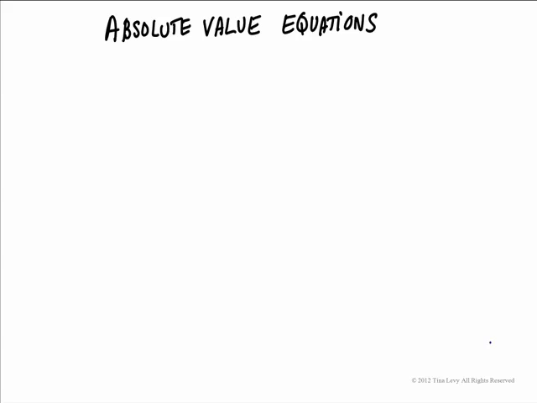We're going to do absolute value equations. So to start with, let's think about when I say absolute value of x, what do I mean? Absolute value of x is asking me what is the distance from 0 of whatever x is. So absolute value is distance from 0.